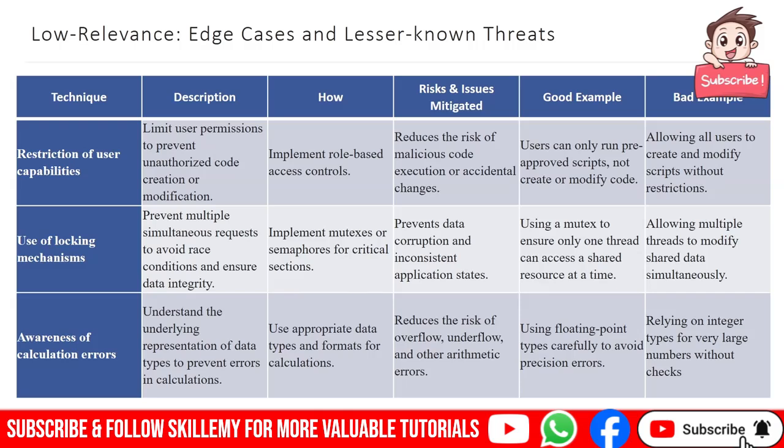Next, let's discuss the use of locking mechanisms to prevent race conditions. In multi-threaded applications, concurrent access to shared resources can lead to inconsistencies and data corruption. By implementing locking mechanisms such as mutexes or semaphores, developers can control access to critical sections of code, ensuring that only one thread can modify shared data at a time.